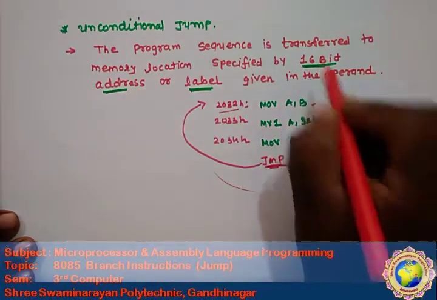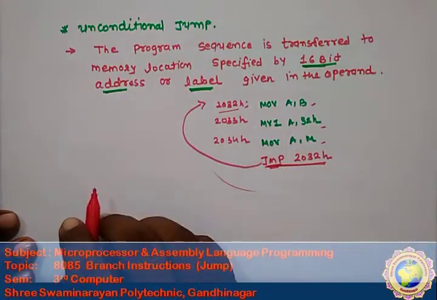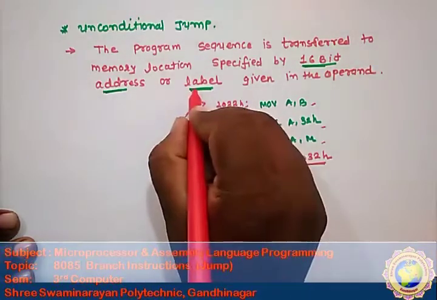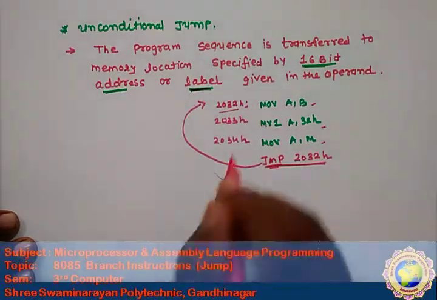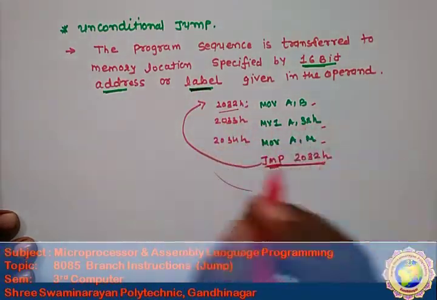So this is known as a 16-bit address. The second thing is that you can place a label here. Suppose this is the second instruction.